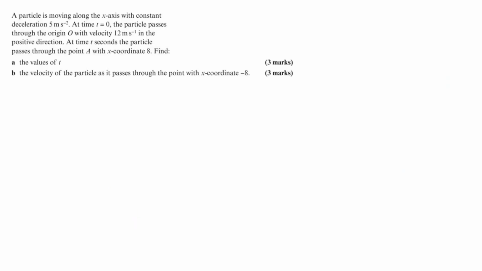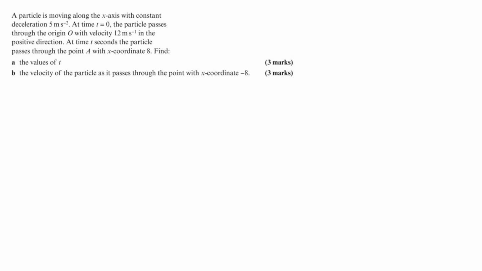Now let's look at this example. A particle is moving along the x-axis with constant deceleration 5 meters per second squared. At t equals 0, the particle passes through the origin with velocity 12 meters per second. And at t seconds, the particle passes point A with x coordinate 8. Find the values of t.